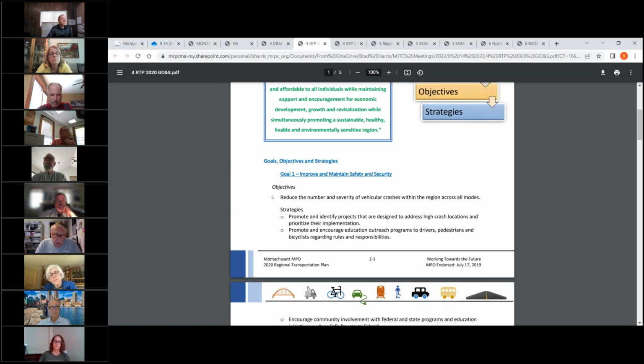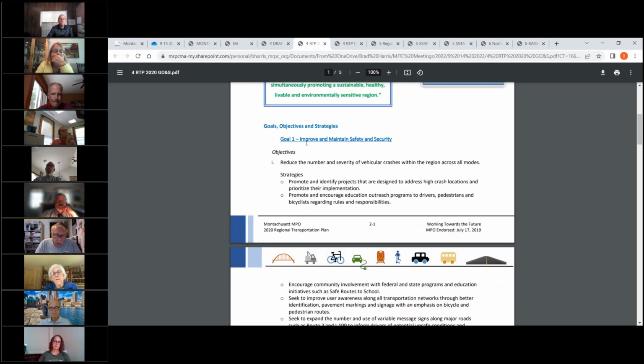We'll go over this more in detail at a later meeting. We'll have a draft ready for review, and we'll discuss the changes that we suggest, and much like the vision statement, we'll seek feedback on these as well. As an overview, goals for the purpose of the RTP are more general statements of what we wish to accomplish in the plan. For example, in 2020, goal number 1 is to improve and maintain safety and security. That's just a general statement.